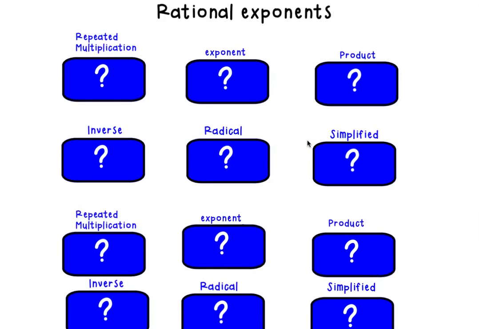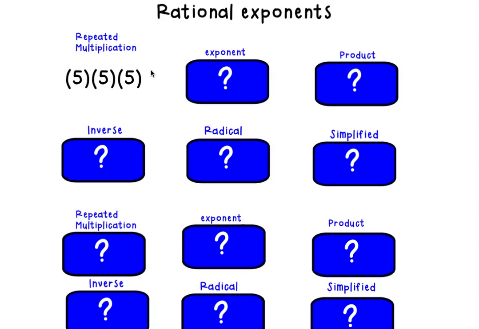To evaluate rational exponents, just to get some practice with understanding exactly what it is that you're doing. So I want to talk about some repeated multiplication, then write it using the exponent, get the product, and then since we've been talking about inverses, we'll talk about the inverse and the radical, and then either evaluate or simplify here. So let's start out with this first one, repeated multiplication.